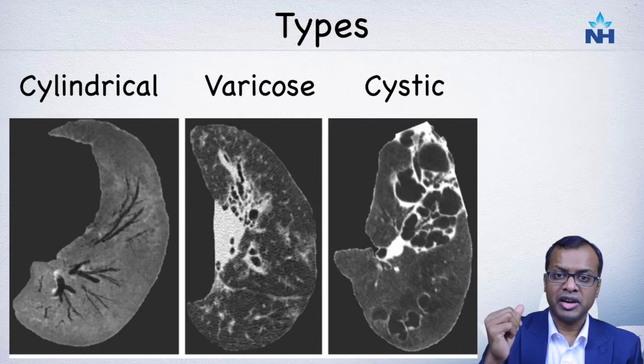The next common variety of bronchiectasis we see is cystic bronchiectasis. Cystic bronchiectasis is nothing but cystic replacement of the bronchi in the lung parenchyma.